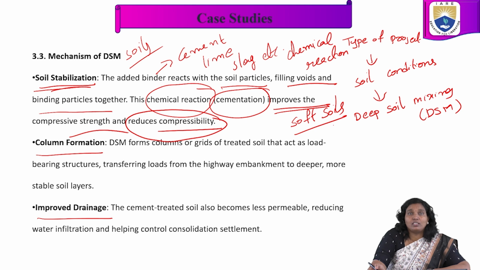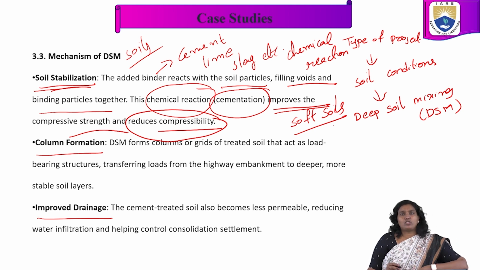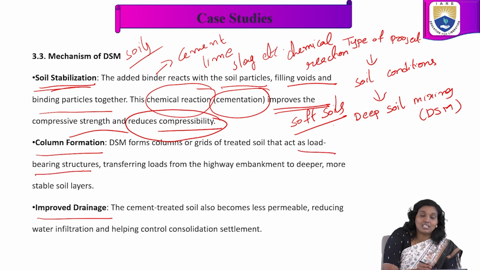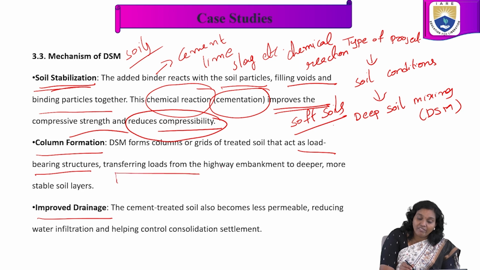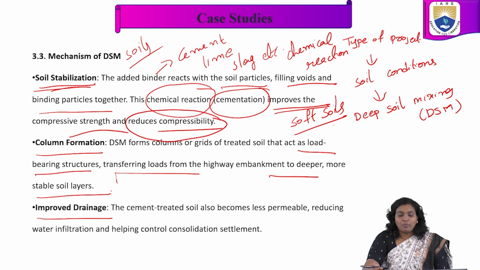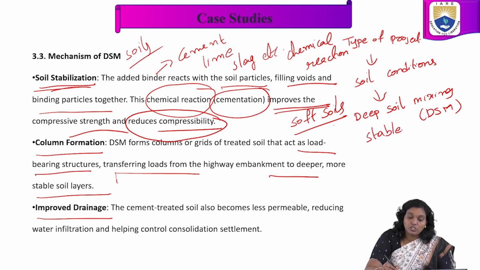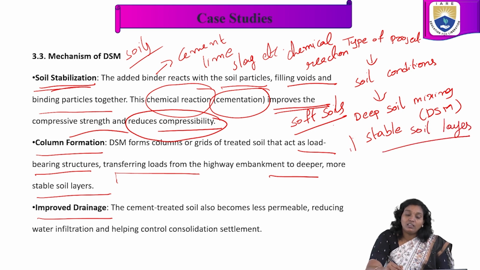In column formation, the deep soil mixing forms columns. Whenever we use this equipment and blend it with the soil, it creates those columns. The treated soil acts as load bearing structures, transferring loads from the heavy embankment to deeper, more stable soil layers. So because of this column formation, we get stable soil layers at the deeper depth.